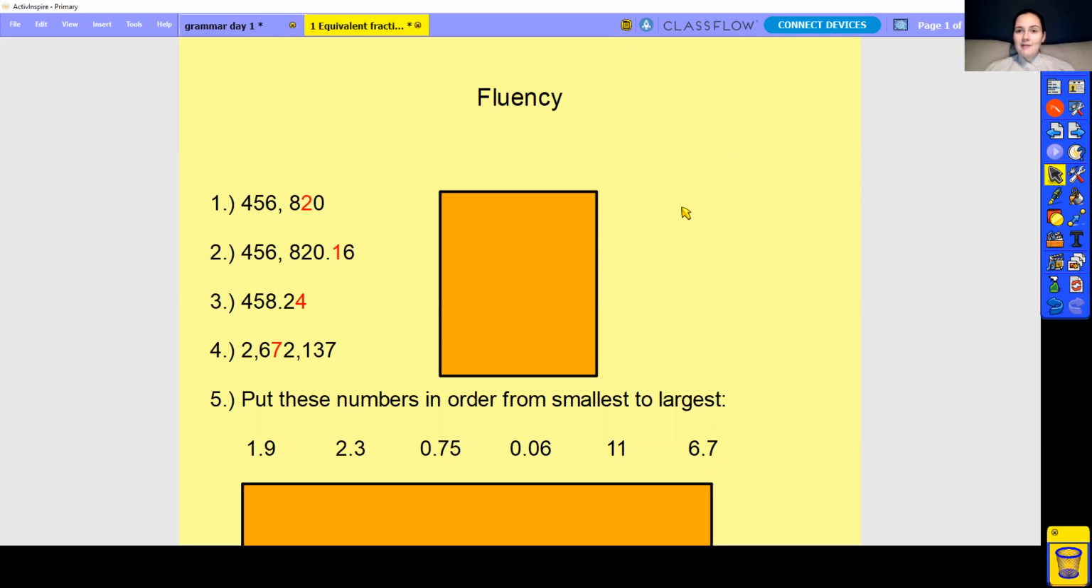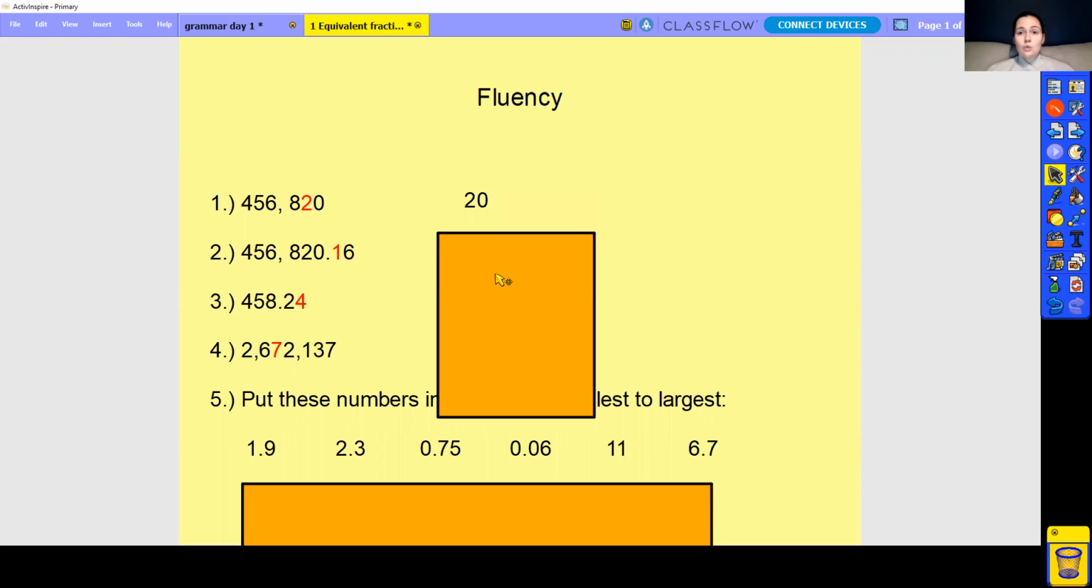Okay. I hope you've had a bit of a go at answering these, so let's go through them one by one. So the first one, you've got 456,820. The digit that is in red is the 2, which is in the tens column, so that one is 20. The next one, the one that is in red is this one here.